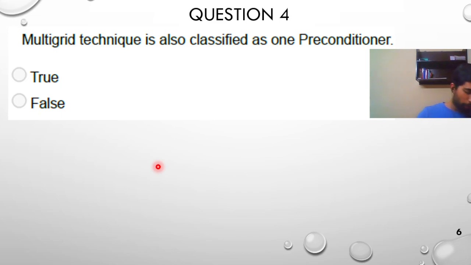Do you know about the multi-grid technique, Ayaz? You can unmute and speak maybe.